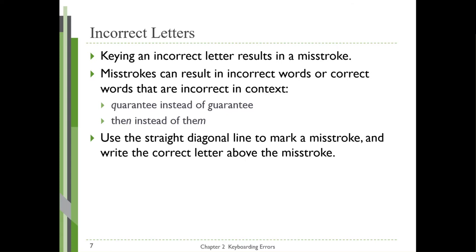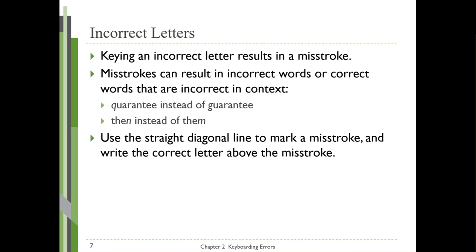A misstroke can result in incorrect words or correct words that are incorrect in context. The examples they're giving is quarantine instead of guarantee, and then instead of them. I see then, THEN, and THAN also mistaken for one another.